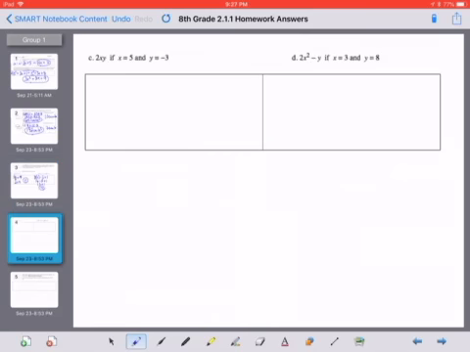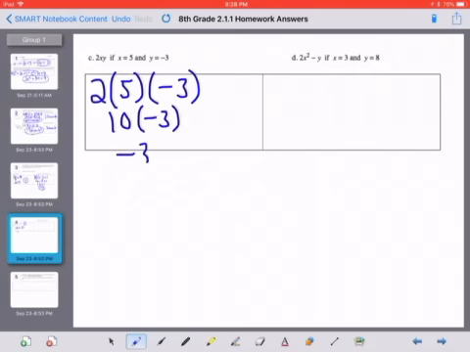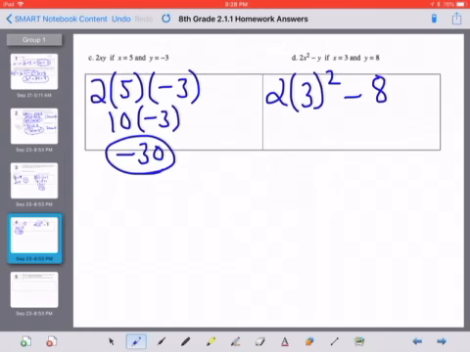For the next one, I do 2xy, so x is 5 and y is negative 3, so I've got to watch my signs. So 2 times 5 times negative 3, so I get 10 times negative 3, which is going to give me negative 30, because a positive times a negative is a negative. So 2x squared minus y, x is 3, 3 to the second power, minus 8. I have to make sure to do the exponents first, because I'm following my order of operations, so I get 2 times 9 minus 8, or 18 minus 8, for a final answer of 10.